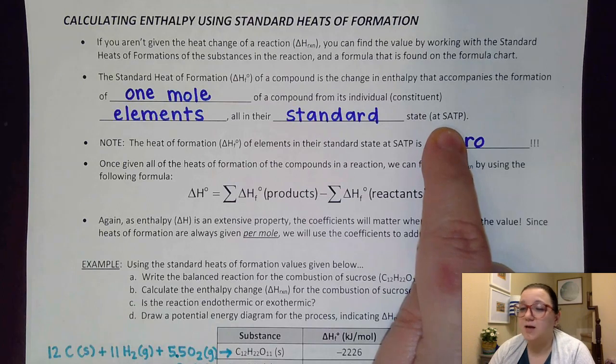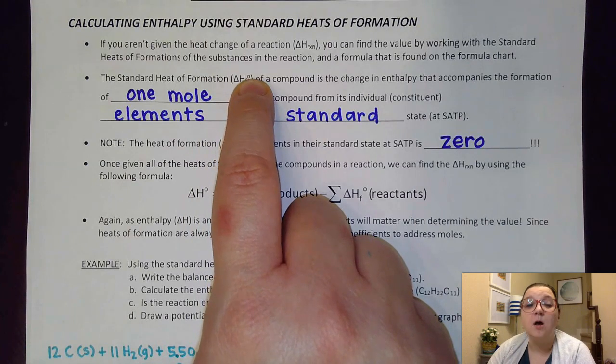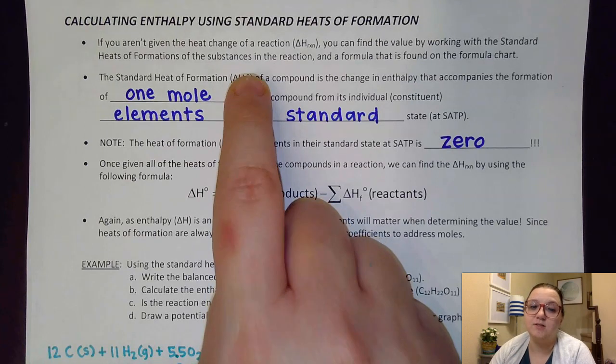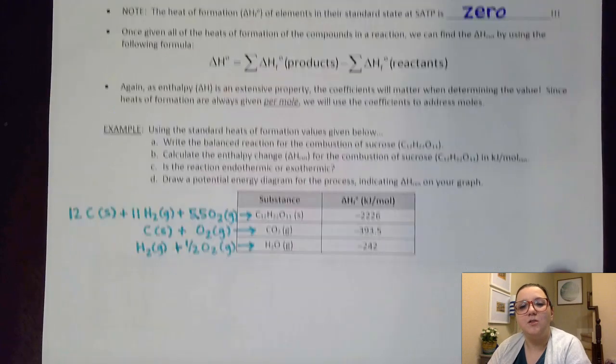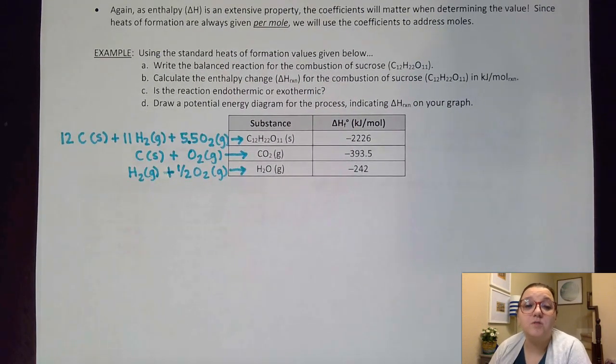By the way, because we're at SATP conditions, that's the reason why you see that little extra exponent 0 up here with our heat of formation symbol to represent those standard ambient temperature and pressure conditions. So to give us a better idea of exactly what a heat of formation value is, let's look at some actual values. If you look a little further down here, they give us the heat of formation value of sucrose, carbon dioxide, and of water.